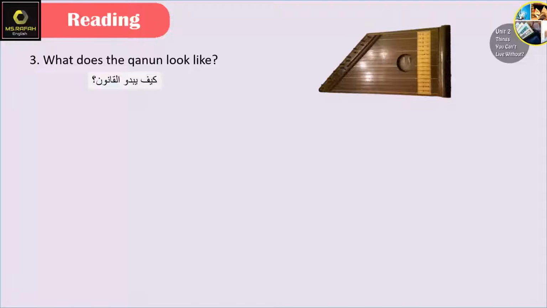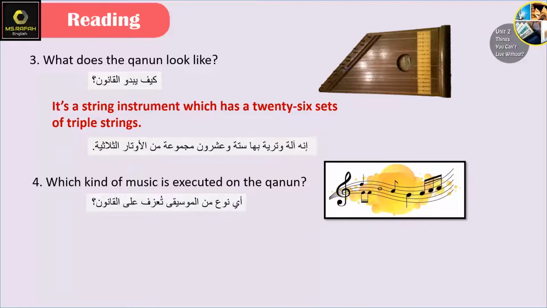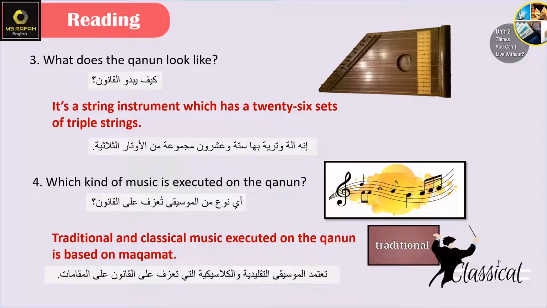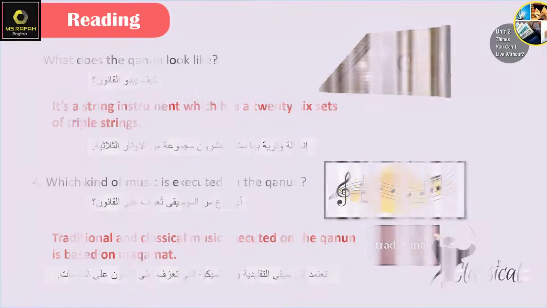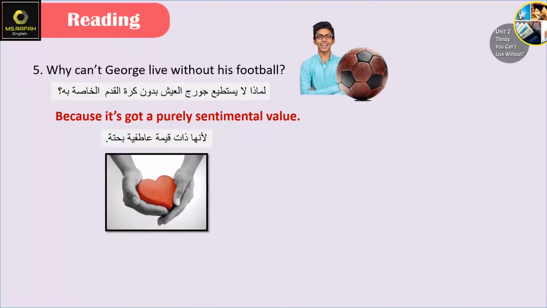What does the cane look like? It's a string instrument which has 26 sets of treble strings. Which kind of music is executed on the cane? Traditional and classical music executed on the cane is based on maqamat. Why can't George live without his football? Because it's got a purely sentimental value.